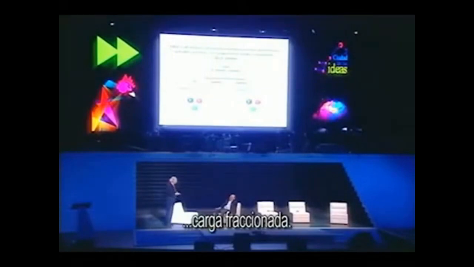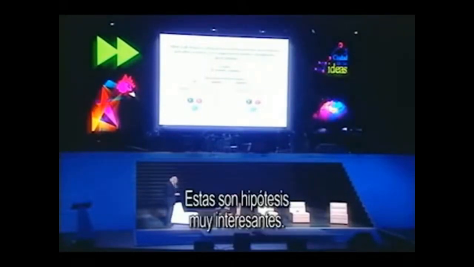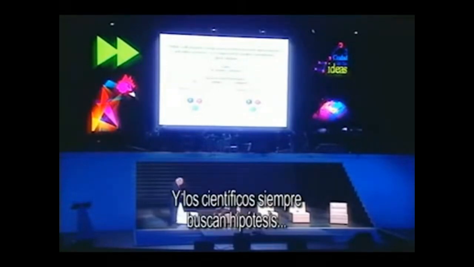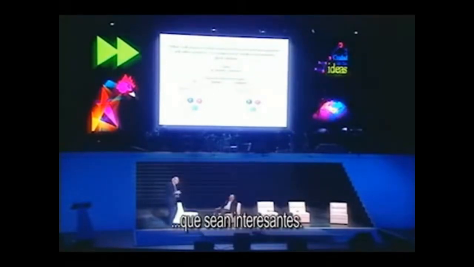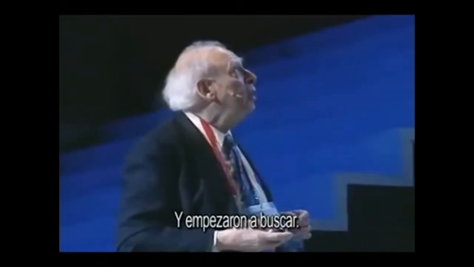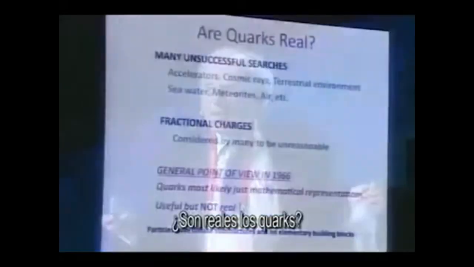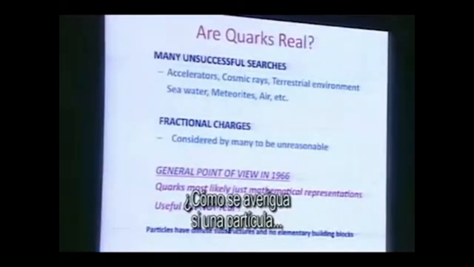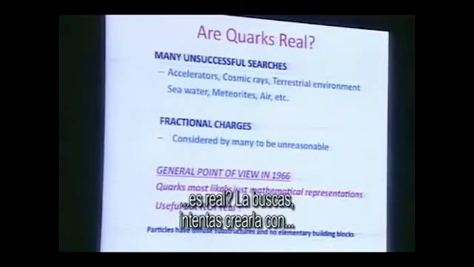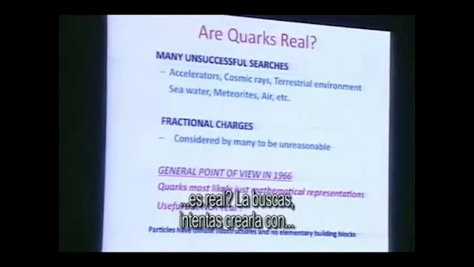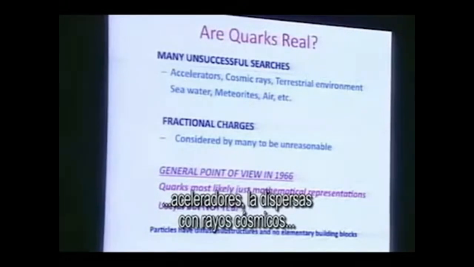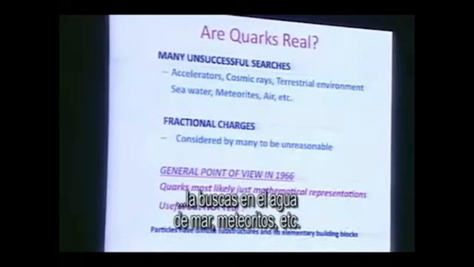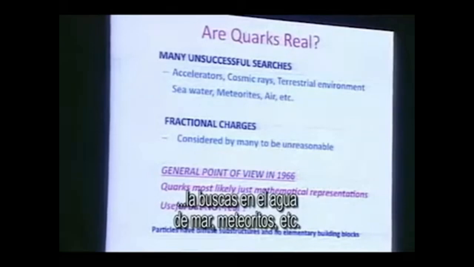But of course, these were interesting hypotheses, and physicists always try to pursue interesting hypotheses. And they started searching. They asked the question, are quarks real? So what do you do if you want to find out if a particle is real? You search for it. You look for it. You try to produce it at accelerators. You look for it in the cosmic rays. You look for it in seawater, meteorites, air, etc.